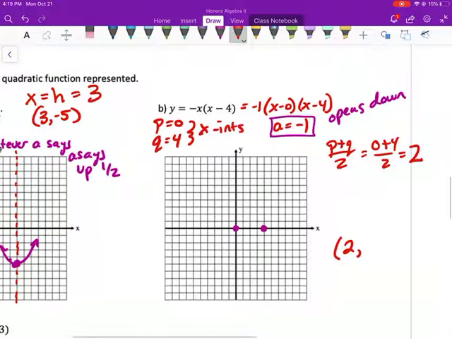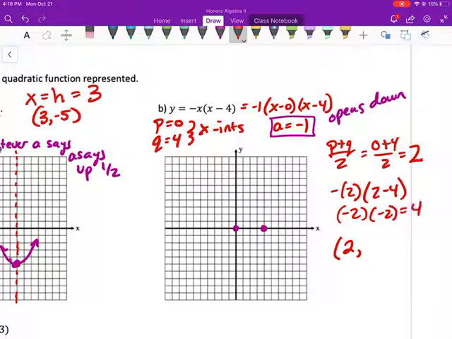And now I plug my 2 into my original formula. So I have -2, and then I go 2 minus 4. Well, this gets me -2 times -2, which gets me +4. And look, I am in the area where I thought I would be. +2, 1, 2, 3, 4, right there. And then I can follow a little bit of my A. My A is saying to go over 1, down 1, and it gives us a nice little point there.